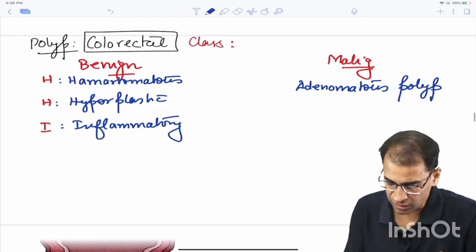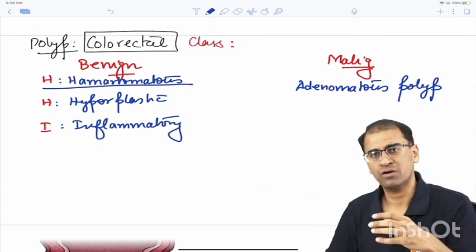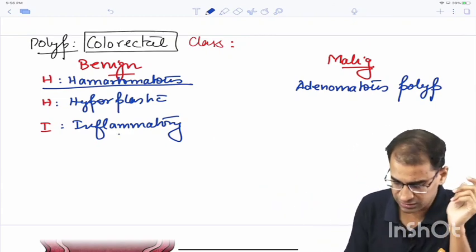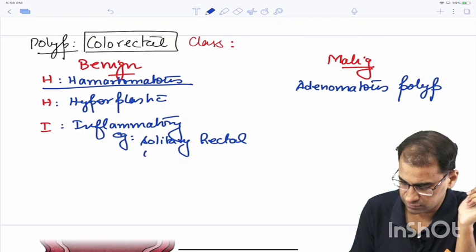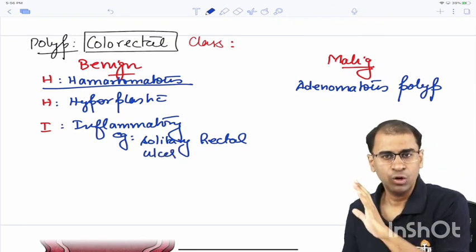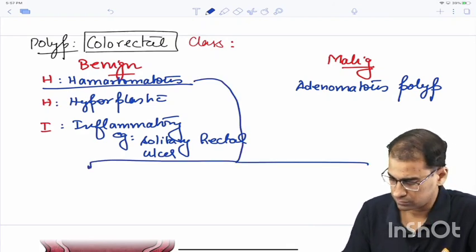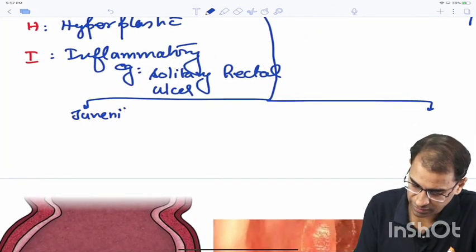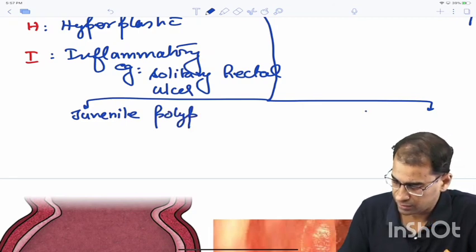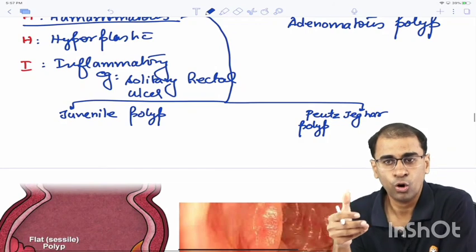Clear? Now, the hyperplastic polyp is usually due to the proliferation of the goblet cells. An inflammatory example is solitary rectal ulcer. They often bleed a lot. When you talk about the hamartomatous polyp, this polyp is again of two types. It can be either a juvenile polyp, or it can be a Peutz-Jeghers polyp. Clear? It can either be a juvenile polyp or can be a Peutz-Jeghers polyp.